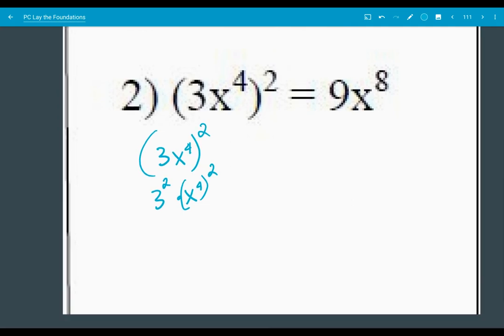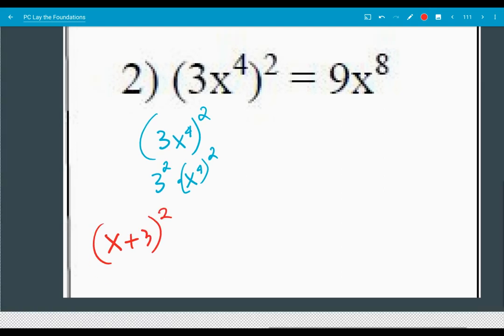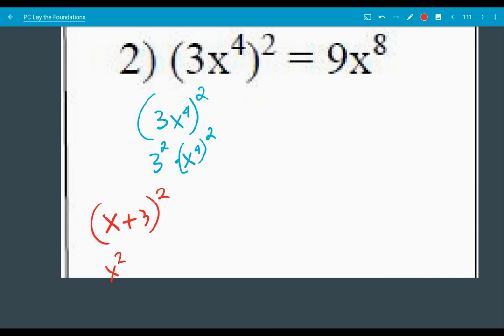Now be careful doing that, because what I am not saying is x plus 3 squared is the same as saying x squared plus 3 squared. That is not the same thing. That's not what we're doing.